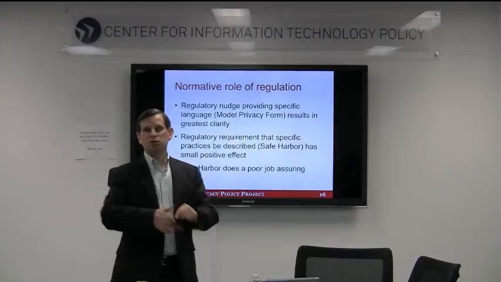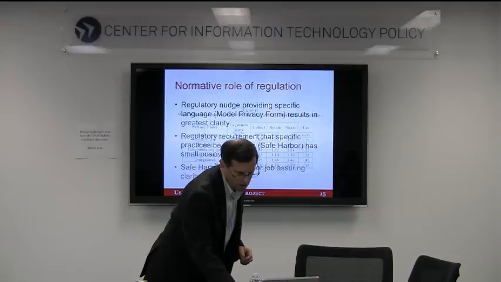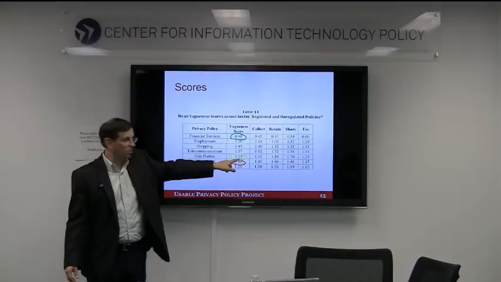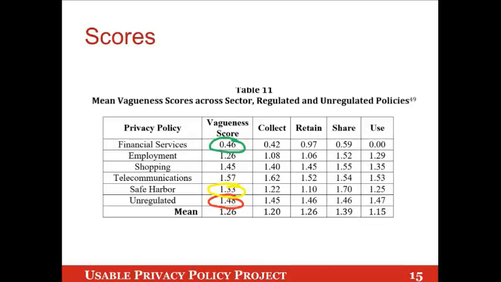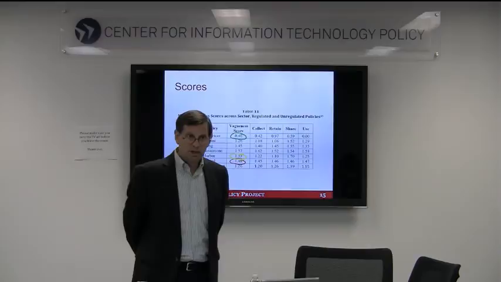I was responding to the word small positive effect, which seemed to be saying that there was an effect. Right, yeah. If we go back, there's a very slight difference: this is 1.3 and that's 1.4, 1.33 and that's 1.48. But do we, yeah, so my question, and I'll drop it: how do we know that that difference is a result of the Safe Harbor as opposed to self-selection? Good point. We don't. That could be a self-selection effect.